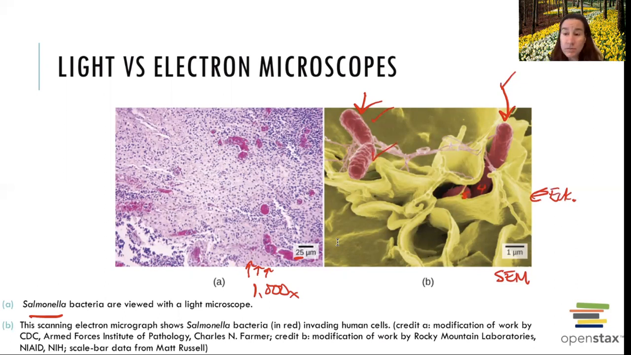So electron microscopes are super cool. We do not have them at Georgia Highlands, but some of the other, maybe bigger schools may have them. We don't have those here. We have light microscopes, and this is about what you would see in our face-to-face labs.